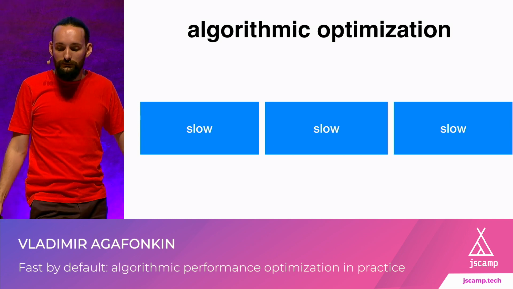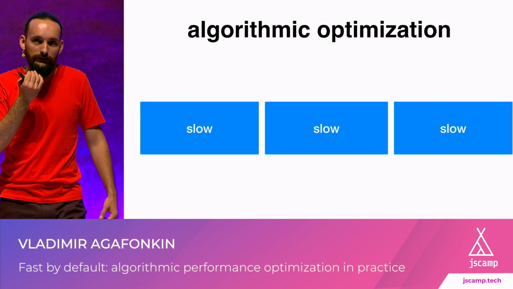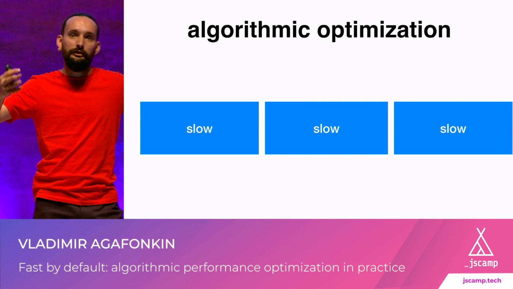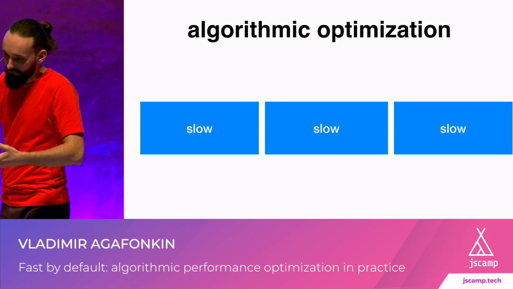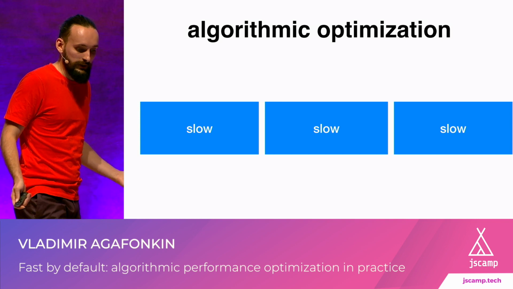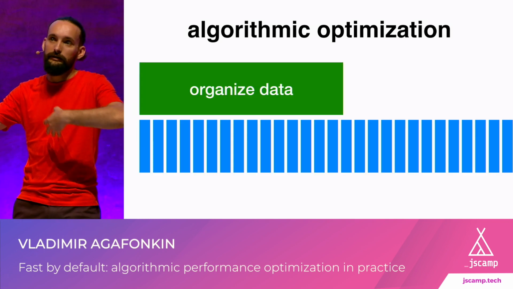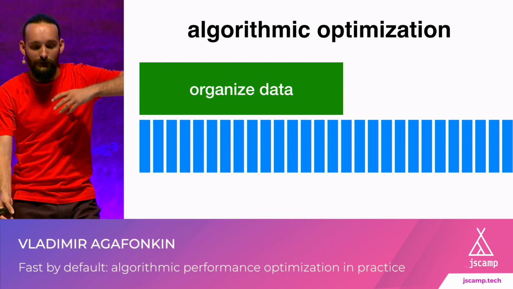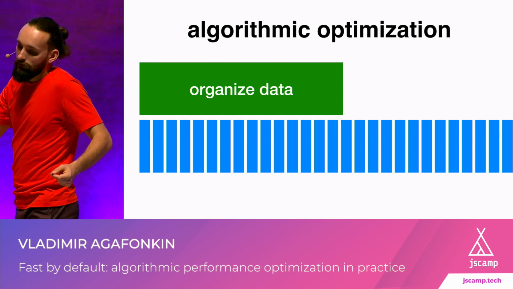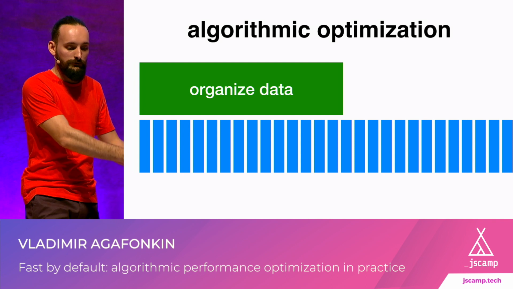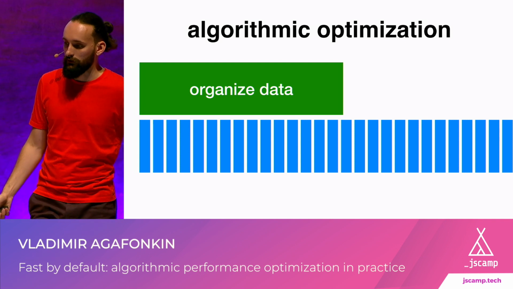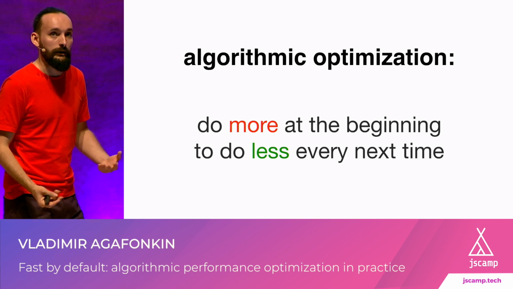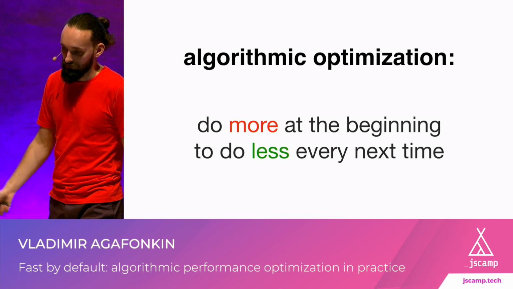And an easy model to understand how to reduce complexity is to imagine we have multiple operations that are really slow, and they're done repeatedly. What do we do to make them faster? You organize data in some way. You shuffle it somehow, maybe sort it, maybe put it in some data structures, in a way that these operations are much faster. So algorithmic optimization is doing more at the beginning to do less every next time. And that's what indexing is about, for example.